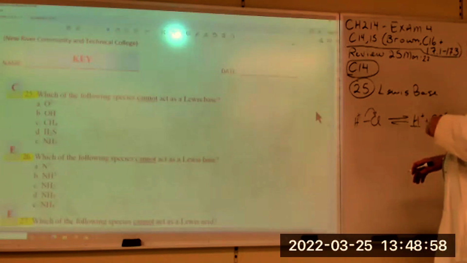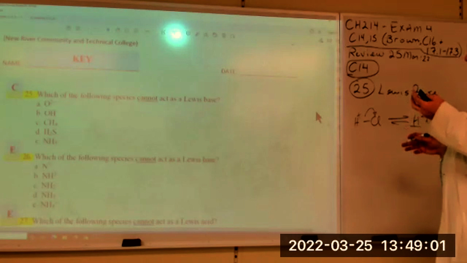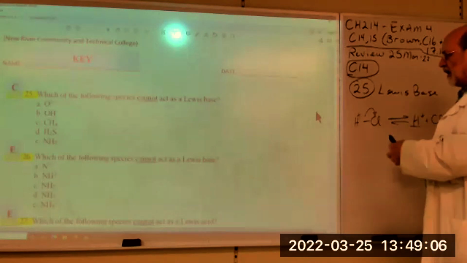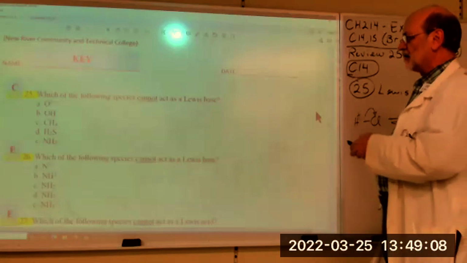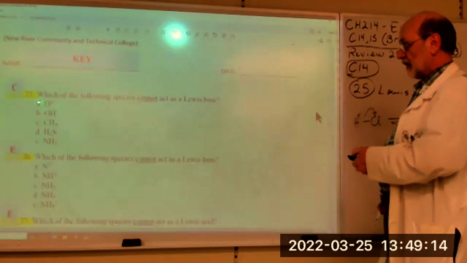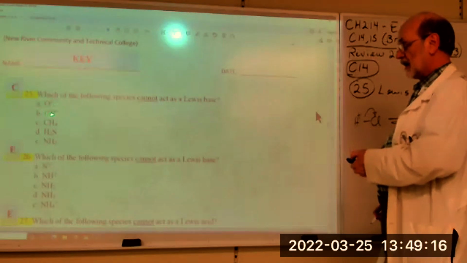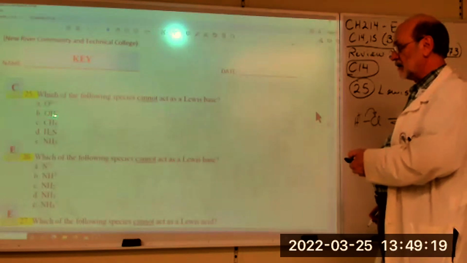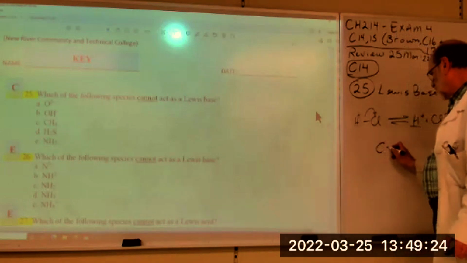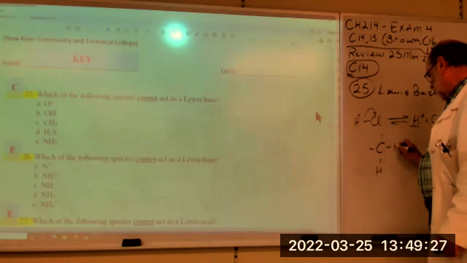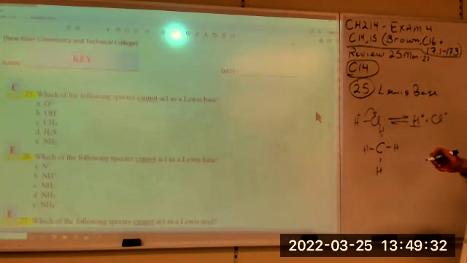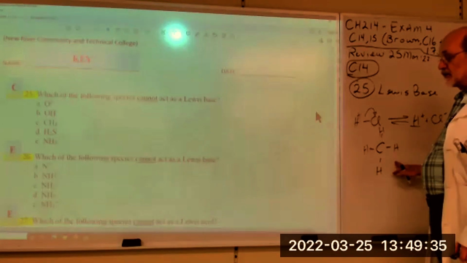Donate an electron pair, excuse me. Donate an electron pair. So which one can or cannot donate an electron pair? Well, that one's got some extra electrons, doesn't it? That one's got an extra electron that it can donate. How about CH4? It has no electrons to donate, right? Methane can't donate. That's why the answer is C.